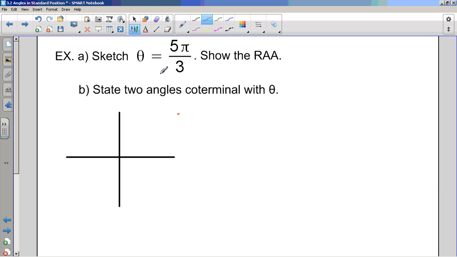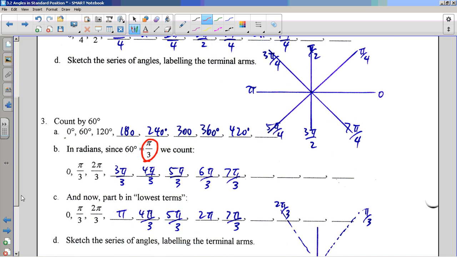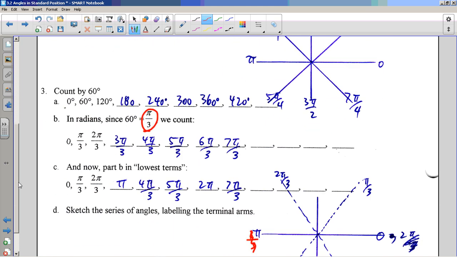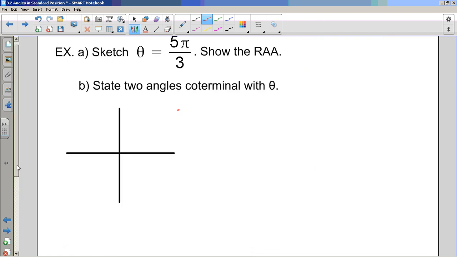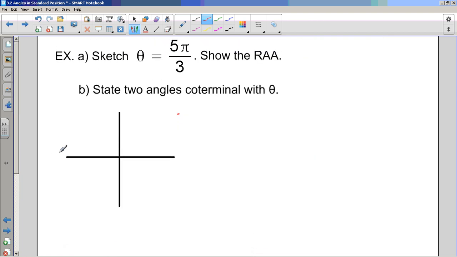Well, where is 5 pi over 3? Well, if I count by 5 pi over 3's, I know that one of them's in, that was this one here. 5 pi over 3 is actually, if I had to look at it, would be in this quadrant. But how the heck would I know that if I didn't want to look back to this note? Well, I know that this cutoff is pi, right? Which is the same as 3 pi over 3. Why did I pick 3? Well, 3 is the denominator, right? There's 3 pi over 3.